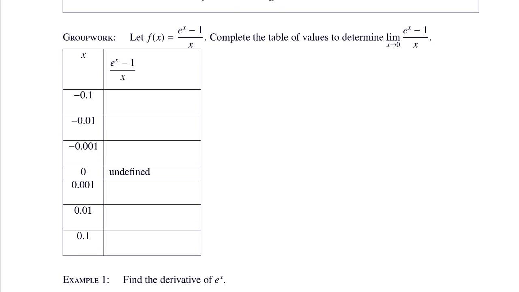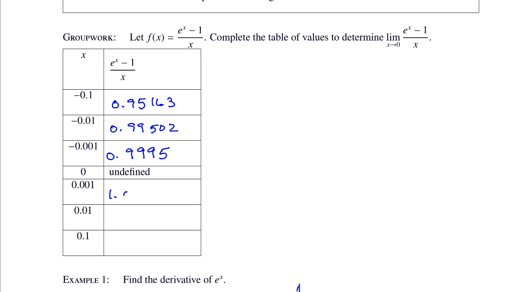So you have this function, f of x is equal to e to the x minus 1 over x. Let's complete the table of values and determine what the limit as x goes to 0 of e to the x minus 1 over x is. If you were to plug these into the calculator, you would get the following values: 0.95163, 0.99502, 0.9995.